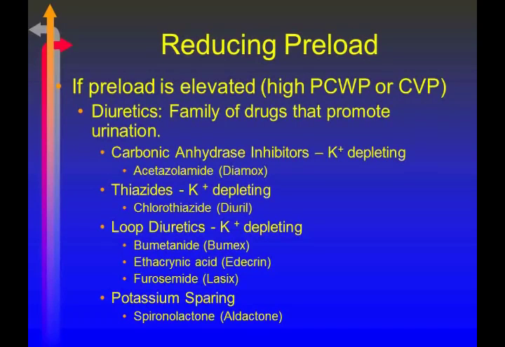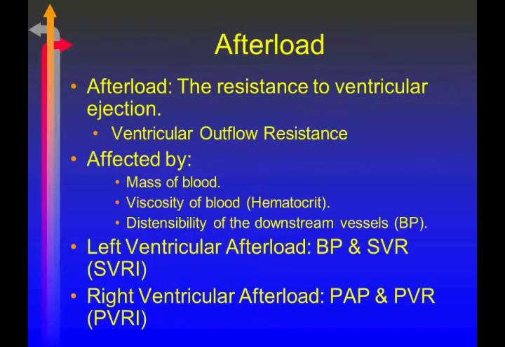That are potassium depleting. They're hydrochlorothiazides and the loop diuretics, which are the ones we primarily see in the ICU. Afterload is the resistance of ventricular ejection, what the left ventricle has to pump against, and it's primarily affected by the distensibility of the downstream vessels, which is basically the arteriolar vasoconstriction or vasodilation. It's also affected by the quantity of blood you have, and especially the hematocrit.